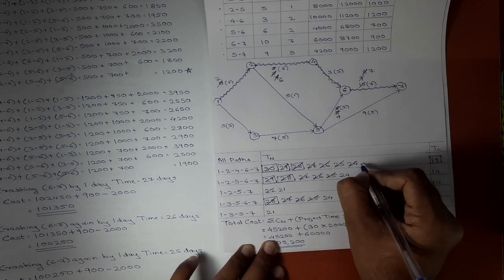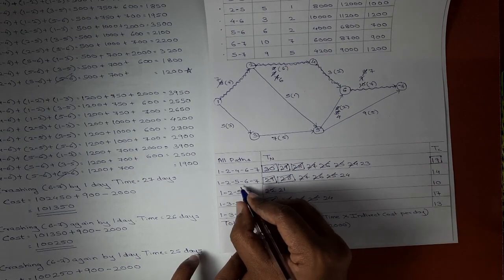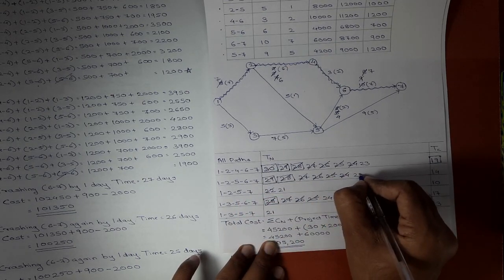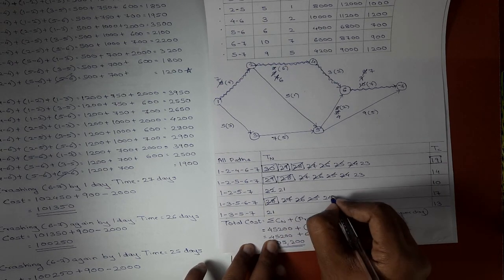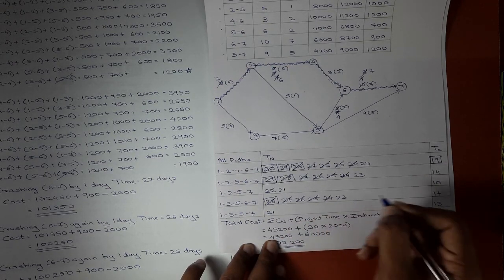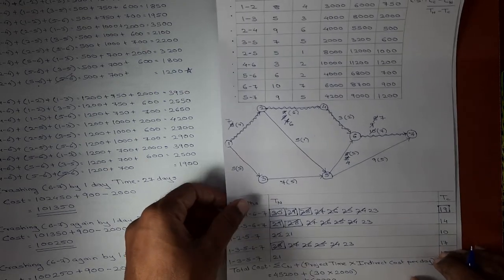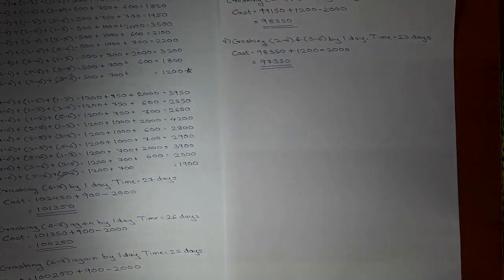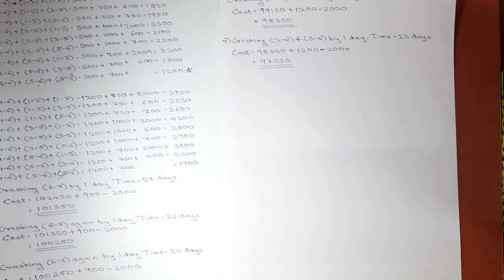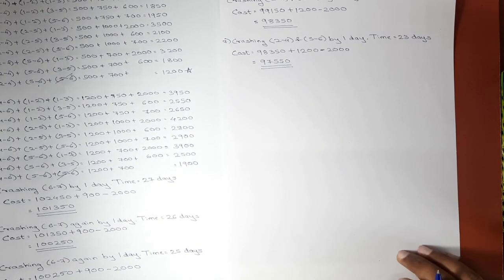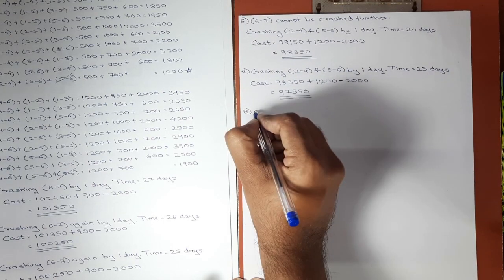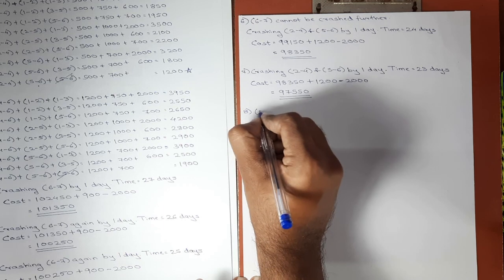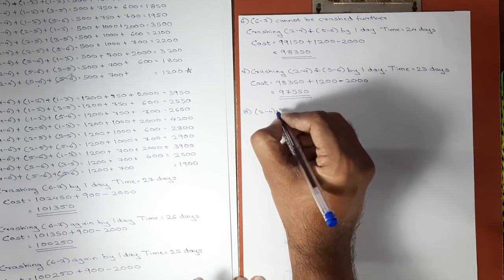2 4 comes in the first path, yes. 2 4 or 5 6 comes in the second path, yes. In the third path it does not come. In the fourth path 5 6 is present, so this will also become 23. Okay, so now in the 8th step of crashing, activity 2 4 is exhausted now. I'll just mention over here that 2 4 cannot be crashed further.